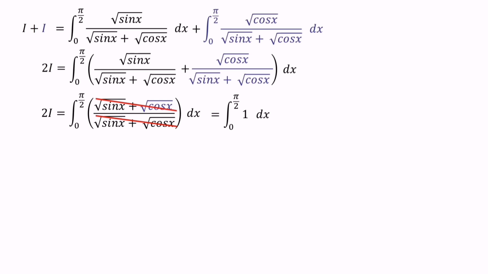The integral of 1 equals x. Finally, we need to substitute the upper limit and lower limit: upper limit pi over 2 minus lower limit 0. Now we have 2I equal to pi over 2. Then we get the I value as pi over 4.